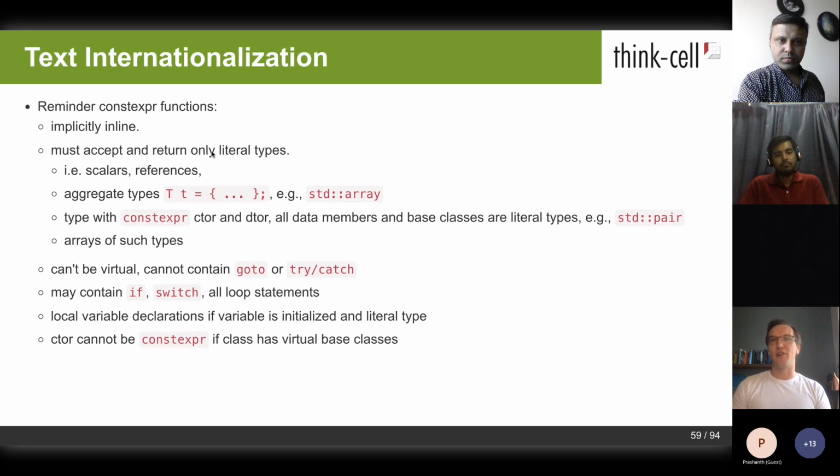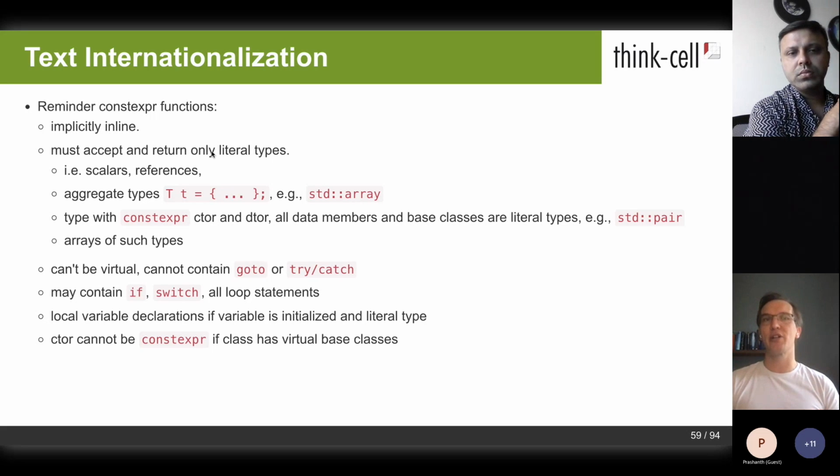So a little reminder what constexpr functions can do. Most importantly, constexpr functions must accept and return only literal types. A literal type can be, for example, scalars, references, aggregate types that can be initialized with brace initialization, like an array. It can be types with constexpr constructor and destructor, as long as all data members and base classes are literal types. And it can be arrays of literal types too. Now, constexpr functions can't be virtual. They cannot contain goto. And as of now, they can't contain try catch. I think that changed in C++23.